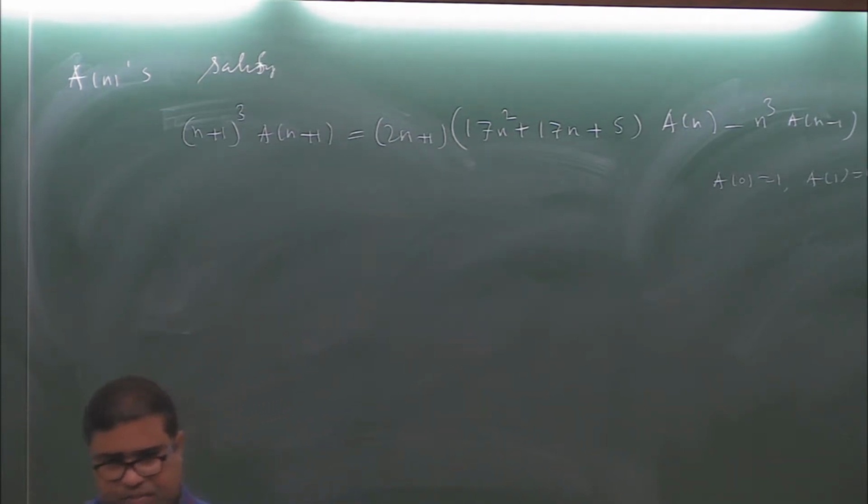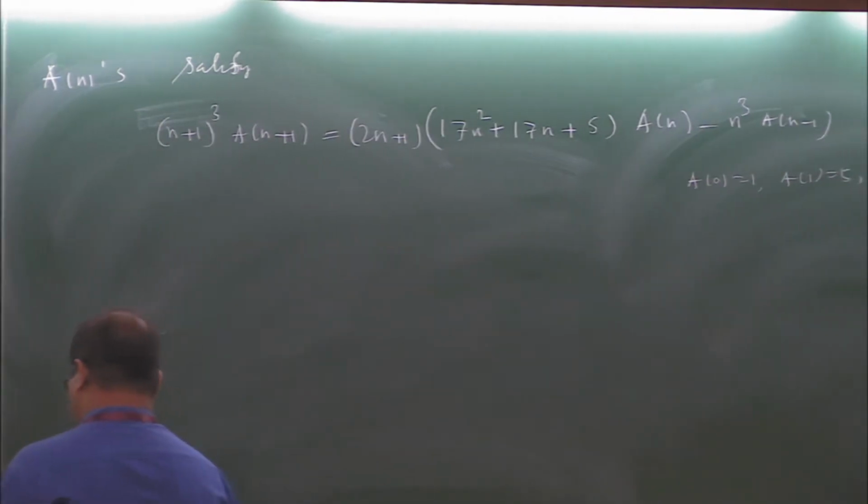So this a_n satisfies, earlier the first term was (n+1) squared, but now it's (n+1) cubed. So the generating function of this satisfies a third order differential equation.